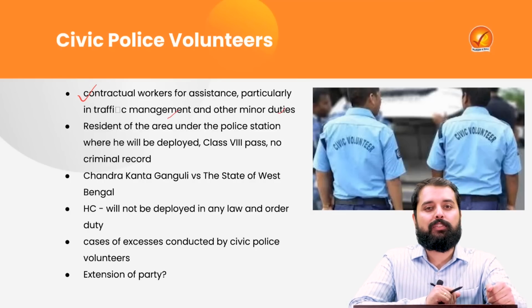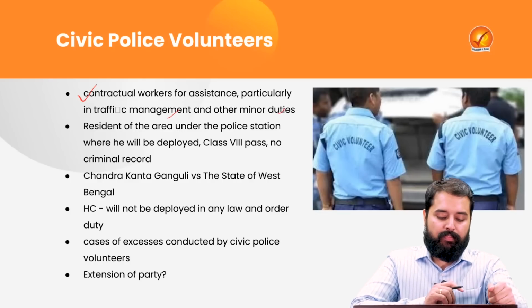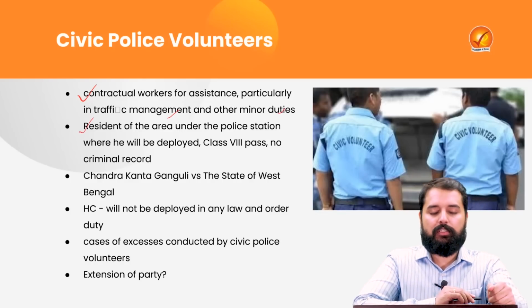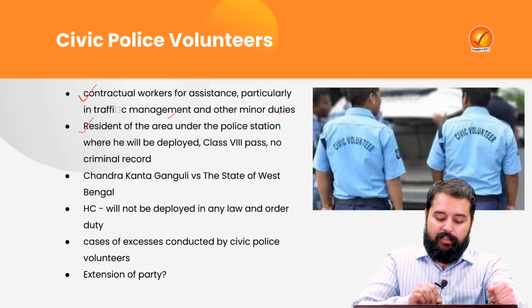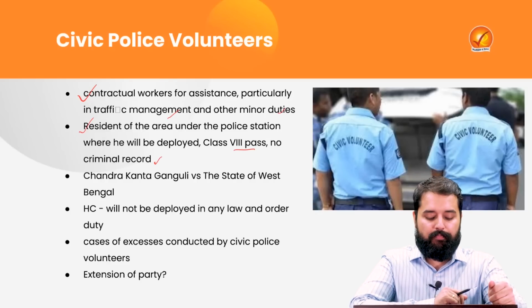So, what are the conditions for a person to be engaged as a civic police volunteer? In Kolkata, he has to be a resident of the area under the police station where he will be deployed, and at least a class 8th pass, and should not have any criminal record against him.